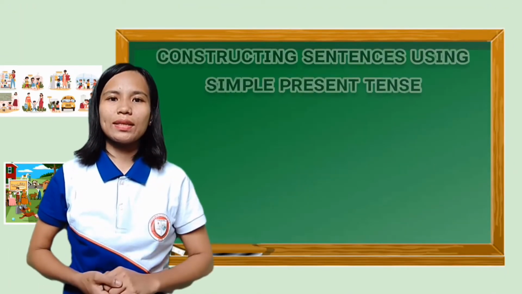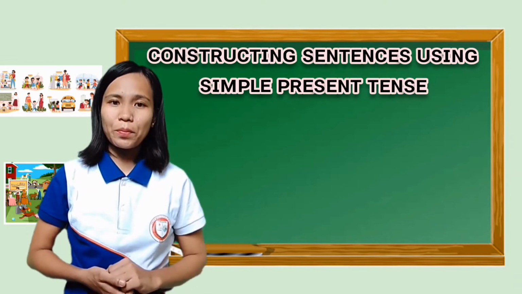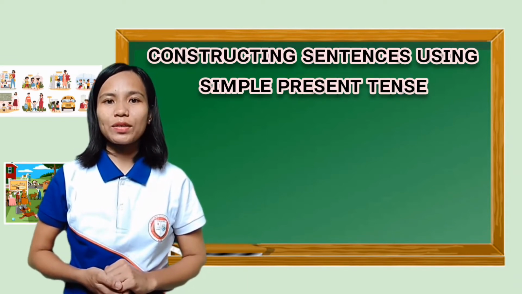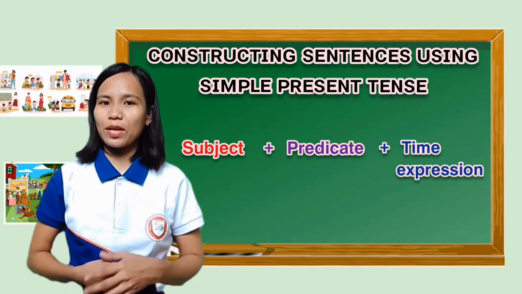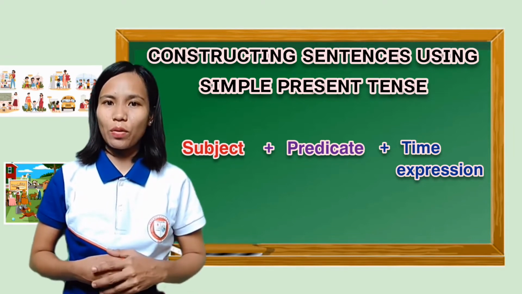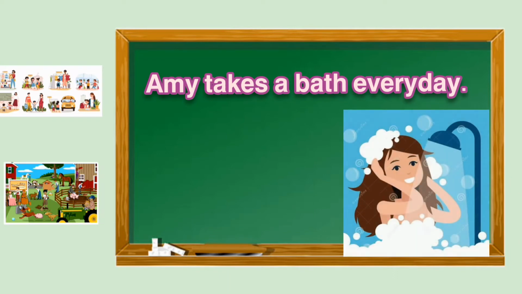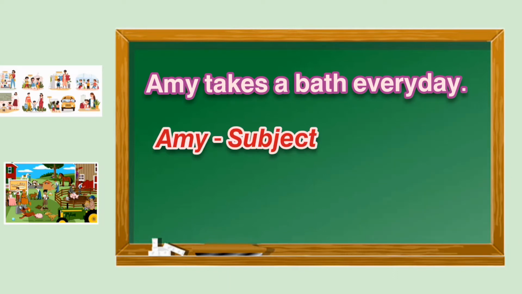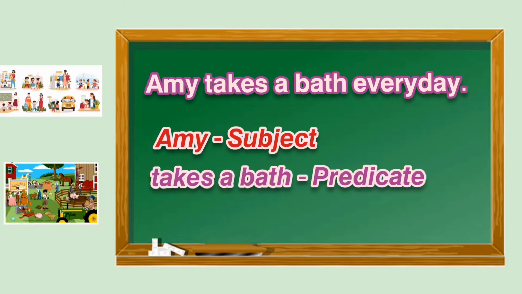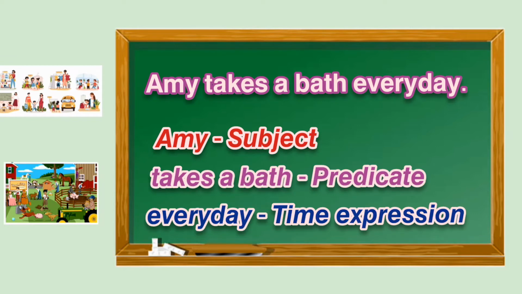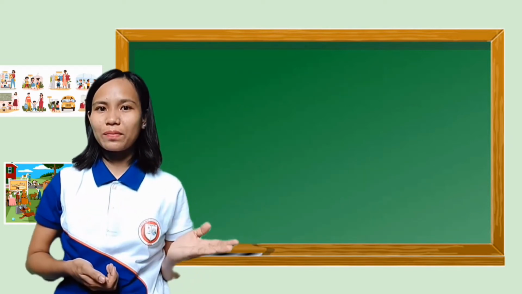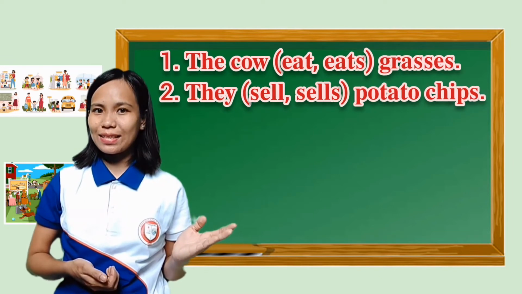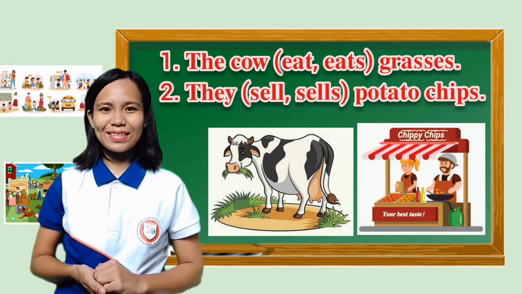Now, in constructing sentences using simple present tense, we follow the pattern of subject plus predicate plus time expression. Time expression is optional. For example, Ami takes a bath every day. Ami is the subject. The predicate is takes a bath, and the time expression is every day. Now, can you underline the correct verb that should be used in these sentences? Okay.